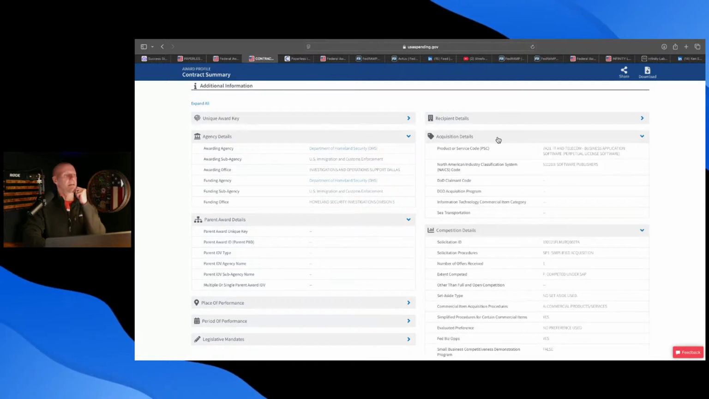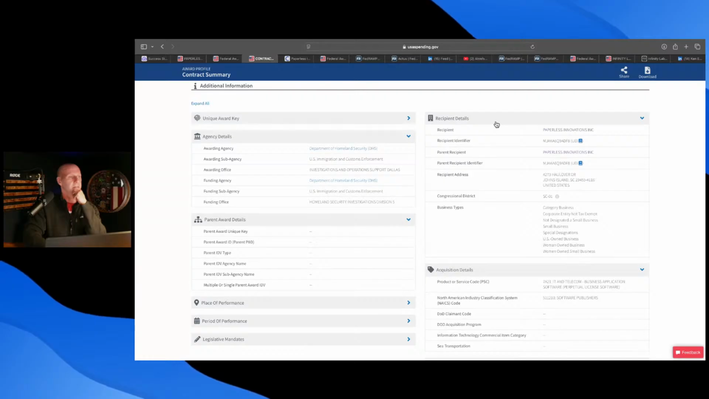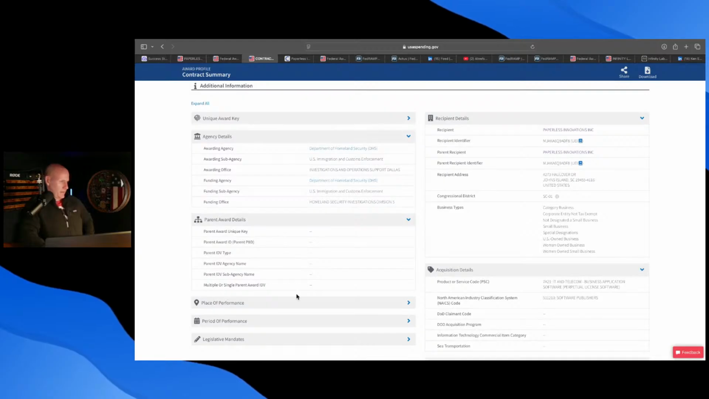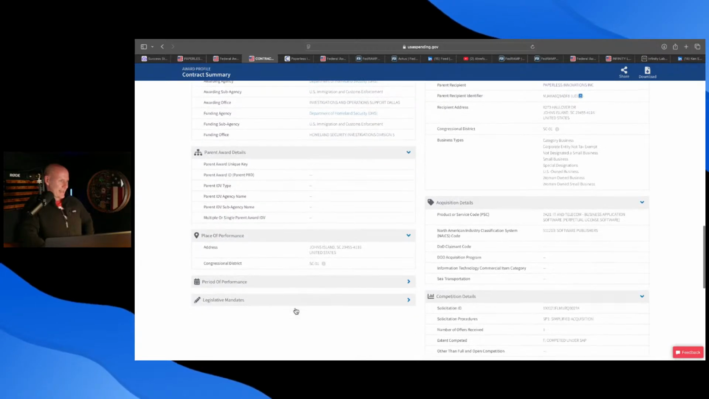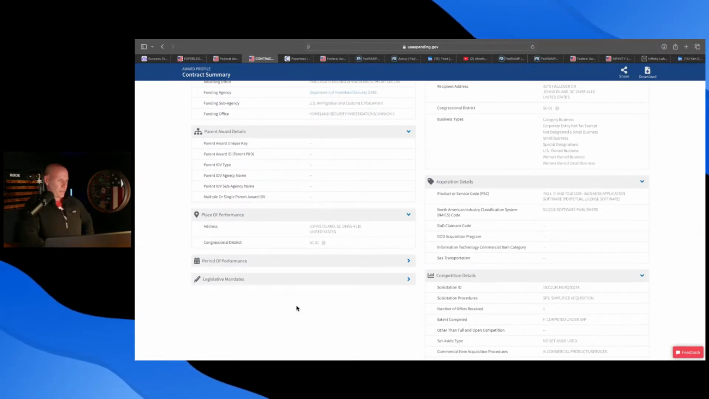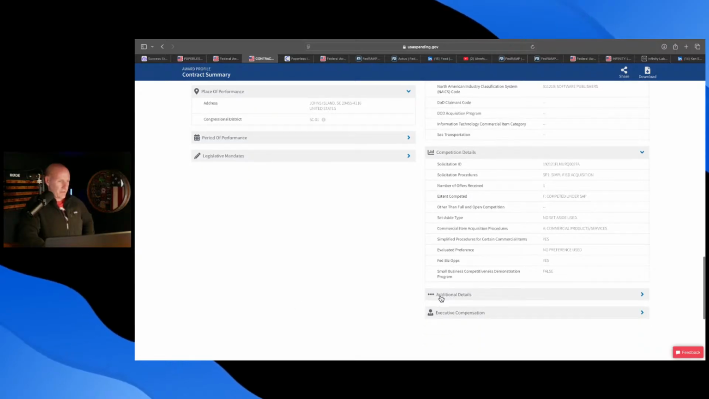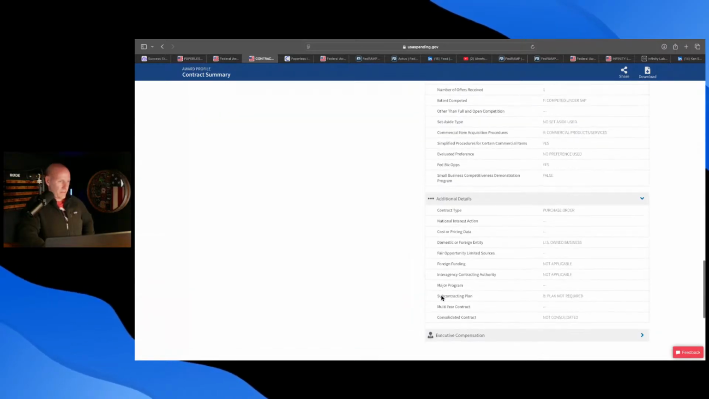This is interesting. Let's see here. Software publishers, IT and telecom. So again, Paperless Innovations is the name of the company. It's a SaaS product, so the place of performance probably doesn't matter. I just want to see if there's any additional information here.